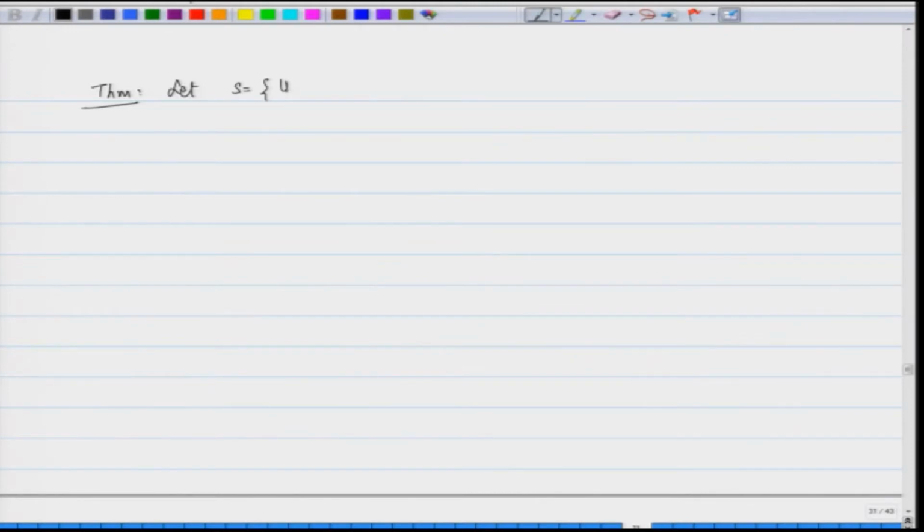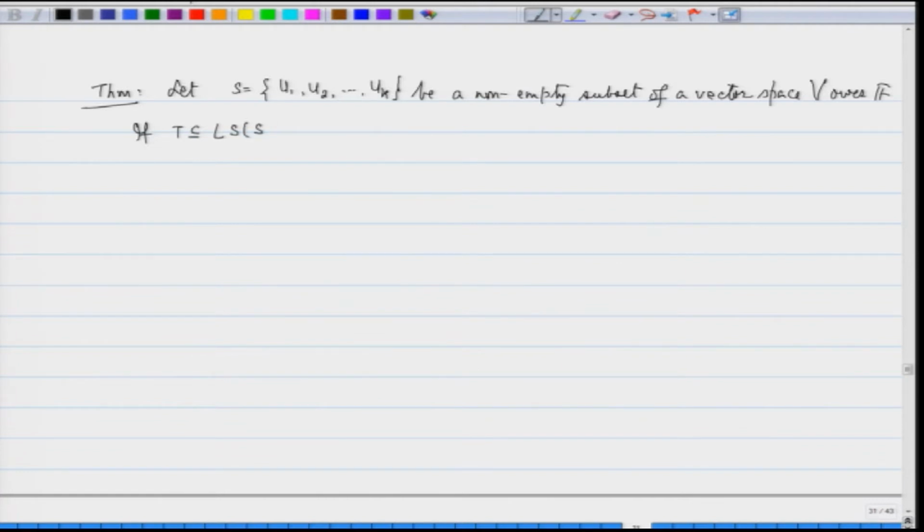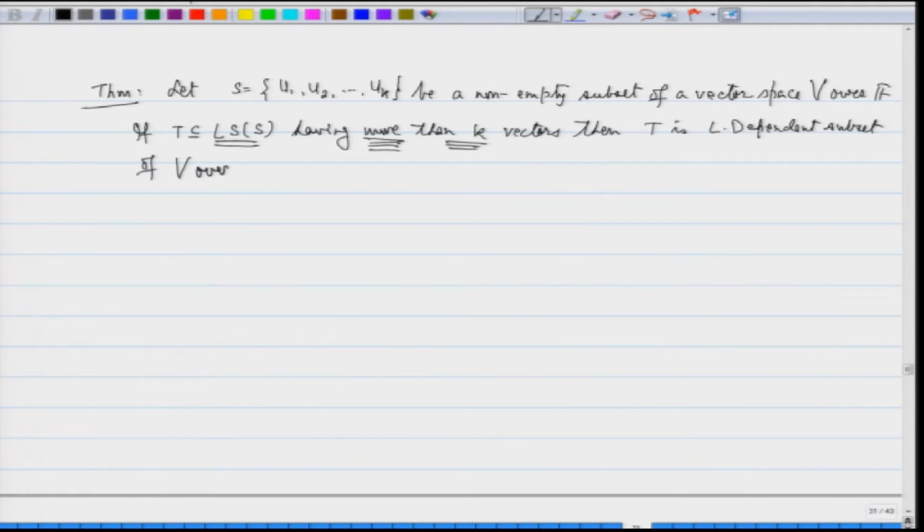Let S = {u1, u2, ..., uk} be a non-empty subset of a vector space V over F. If T is a subset of the linear span of S, with T having more than k vectors, then T is a linearly dependent subset of V over F. All right.